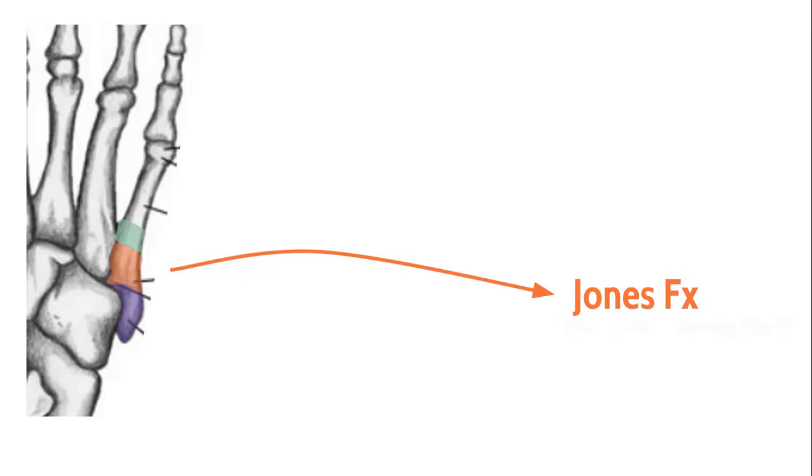Second, we have the Jones fracture. This was first described by Jones in 1902 when he was dancing, and he actually hurt his own foot and had this fracture. So there's our fourth, fifth articulation again. So this fracture is within that articulation.